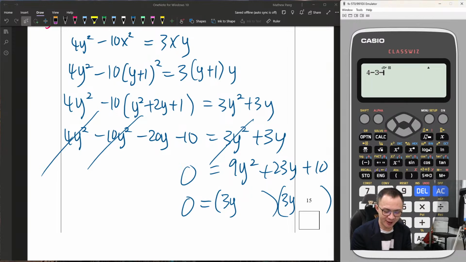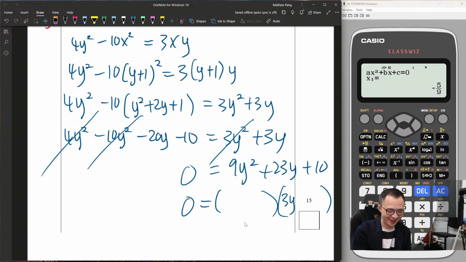4 minus 3 minus 10. Negative 9, right? Move to the other side, positive 9y squared plus 20y, 23y plus 10. Okay, use a calculator. My brain is tired. This is 9, this is 23, this is 10.